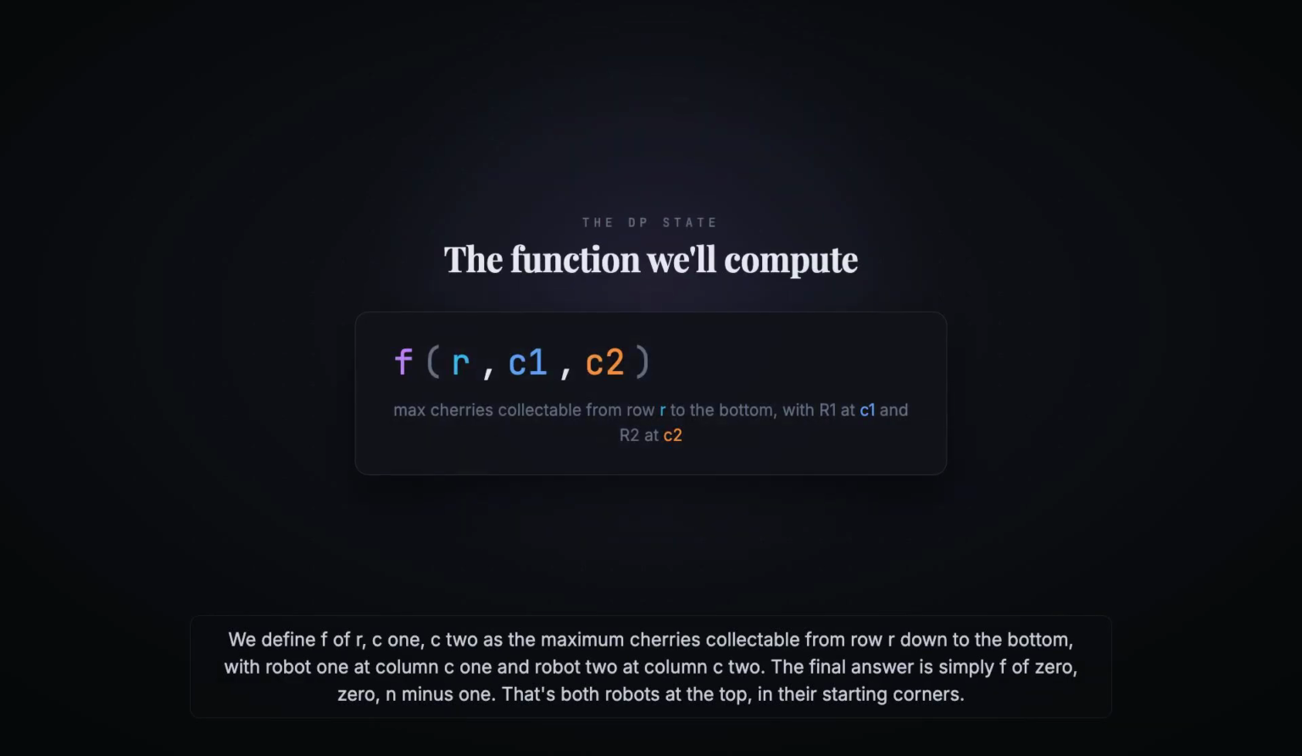We define f(r, c1, c2) as the maximum cherries collectible from row r down to the bottom, with Robot 1 at column c1 and Robot 2 at column c2. The final answer is simply f(0, 0, n-1). That's both robots at the top in their starting corners.